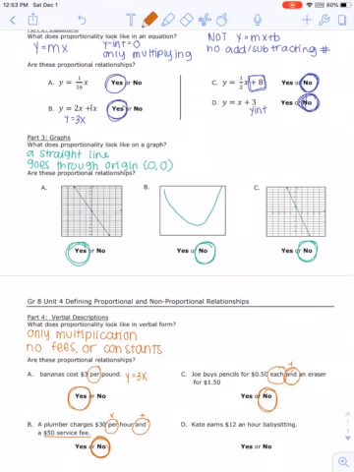And then finally, Kate earns $12 an hour babysitting. So $12 an hour, it lets us know that our rate is 12. There's no constant, there are no additional fees being added or subtracted. So yes, this is proportional because we are just multiplying.